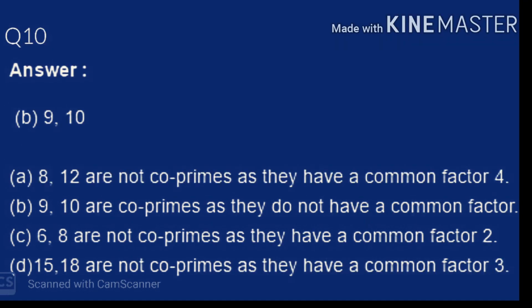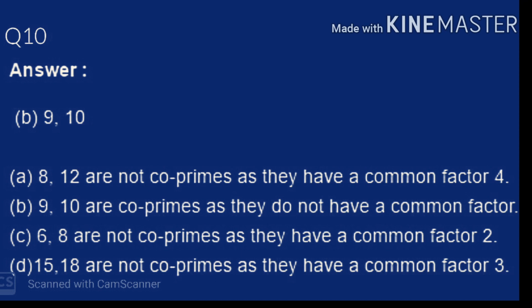Now in question number 10, we have to say which numbers are co-primes. So we can easily know that 8 and 12 are not co-prime because they have 4 as a common factor. 9 and 10 are co-prime. They are consecutive numbers and they have no common factor except 1. 6 and 8 are again not co-prime because they have 2 as a common factor, and 15 and 18 are also not co-prime because their common factor is 3. So 9 and 10 is our answer, which is a co-prime pair as they don't have any common factor between them.